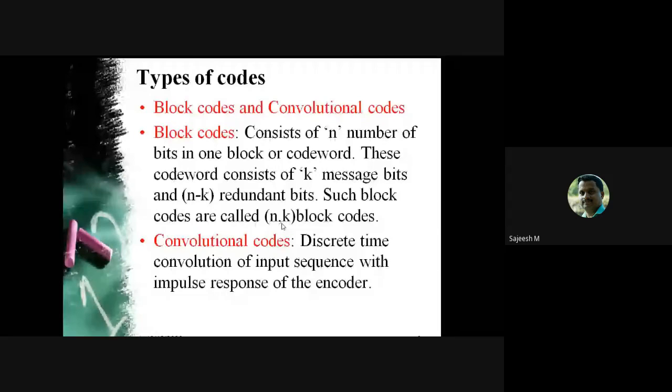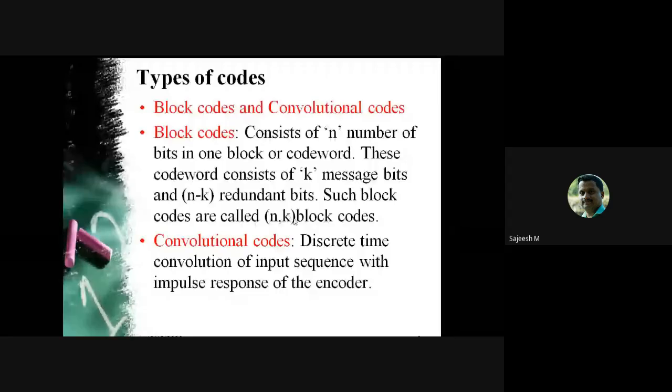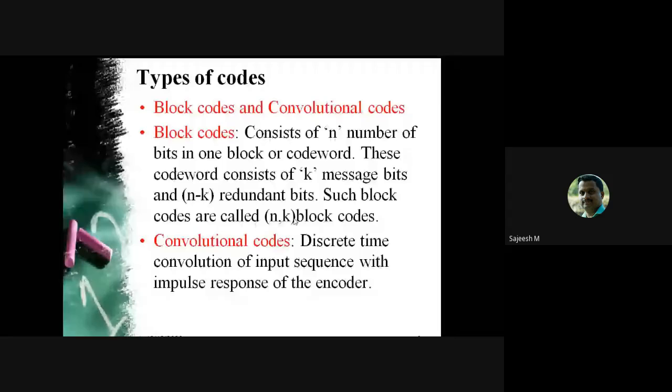Different formats are there. If we take a (7, 3) block code, it means corresponding to each 3-bit message, we generate a 7-bit code word. That is, extra 4 bits are added. The purpose is error detection and correction. Here the message is the output of the source encoder.